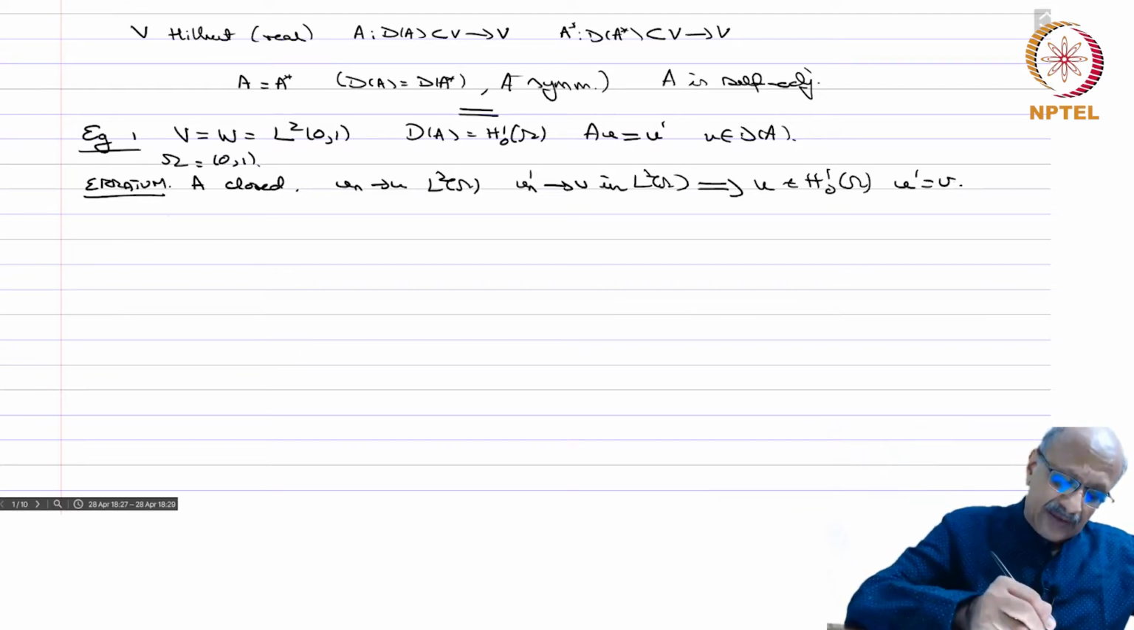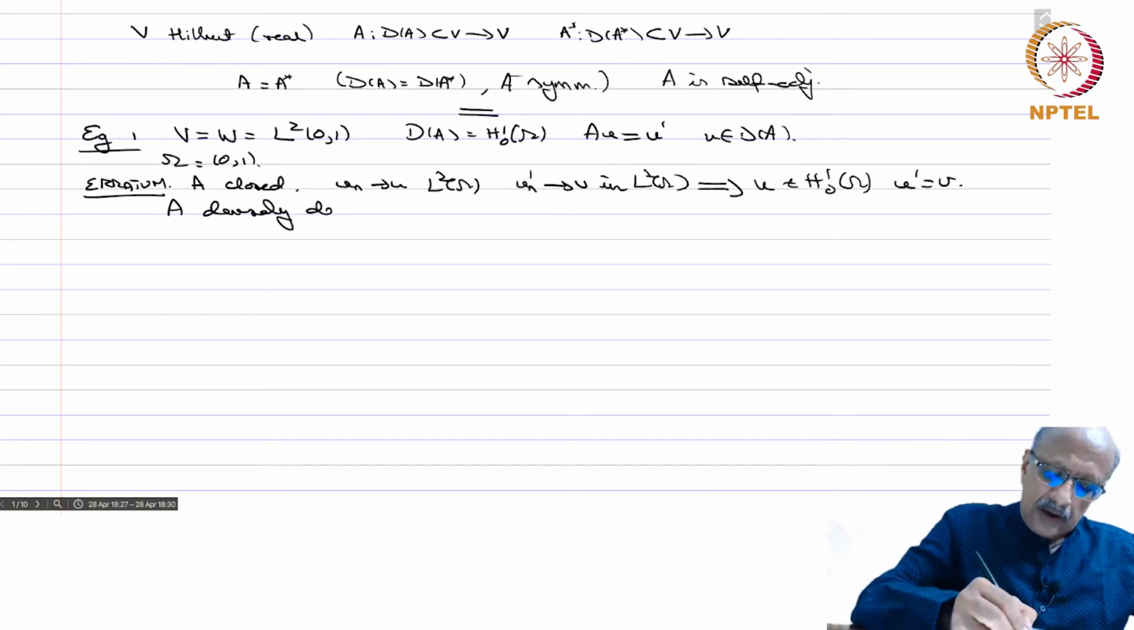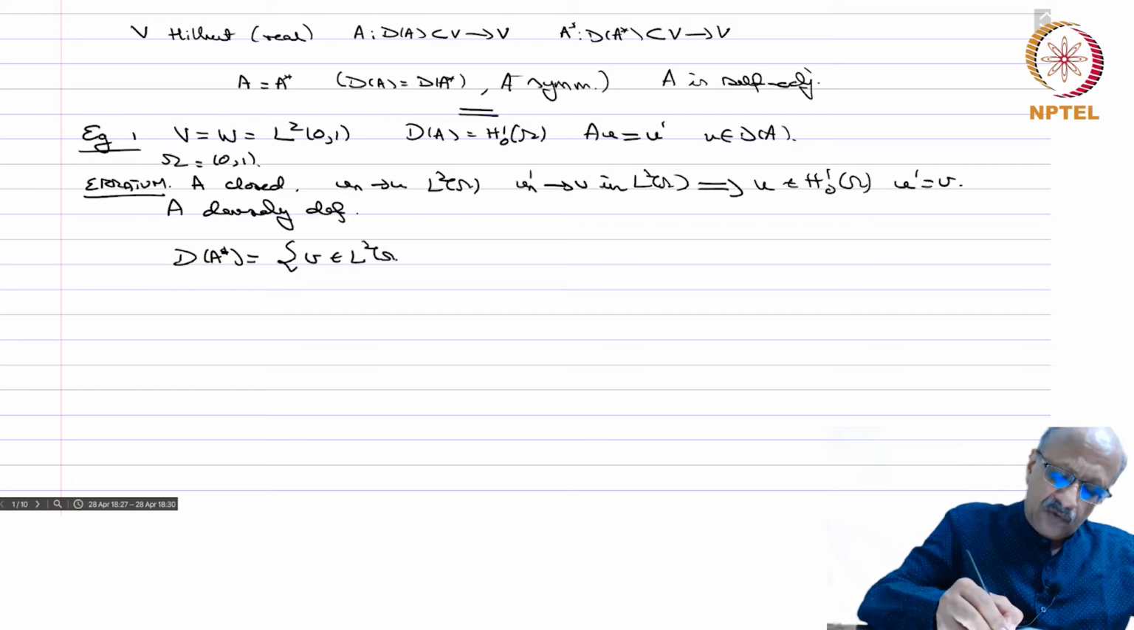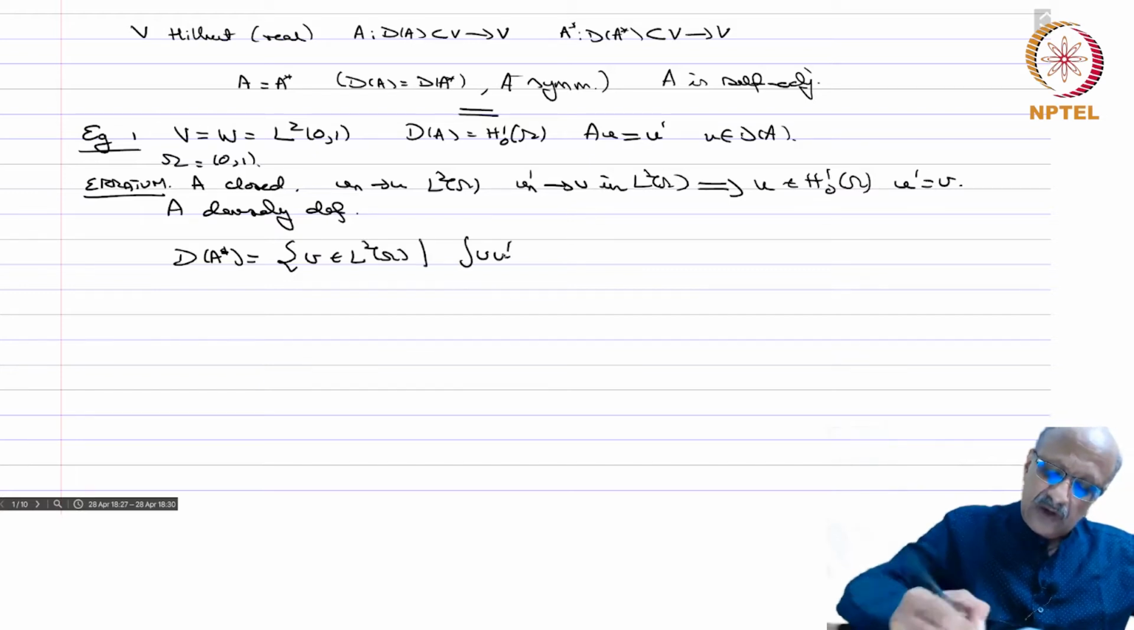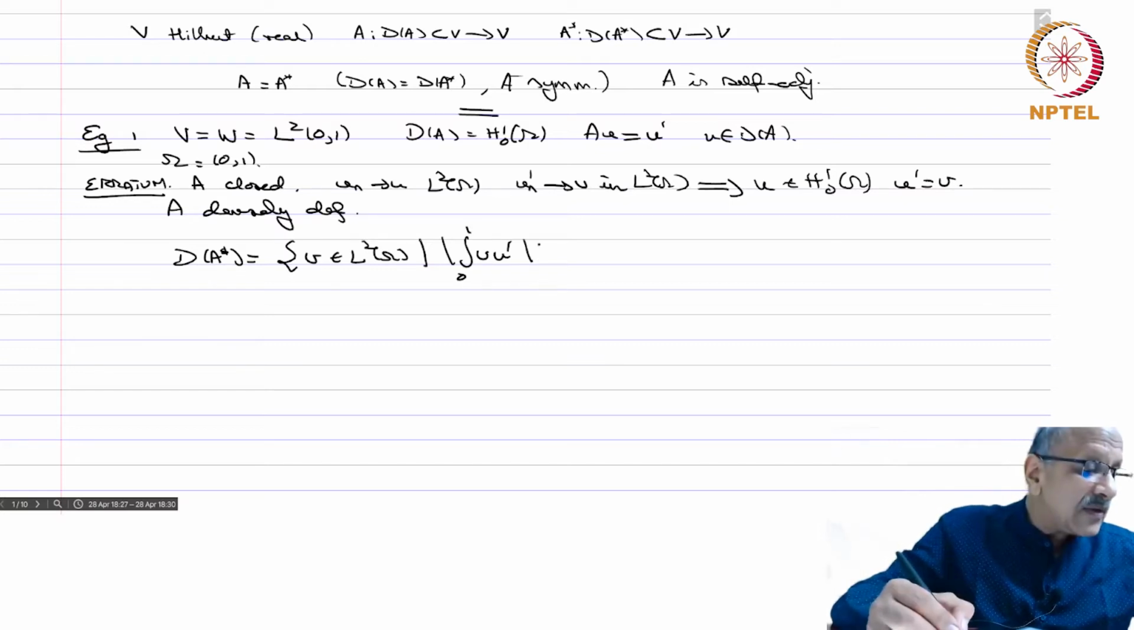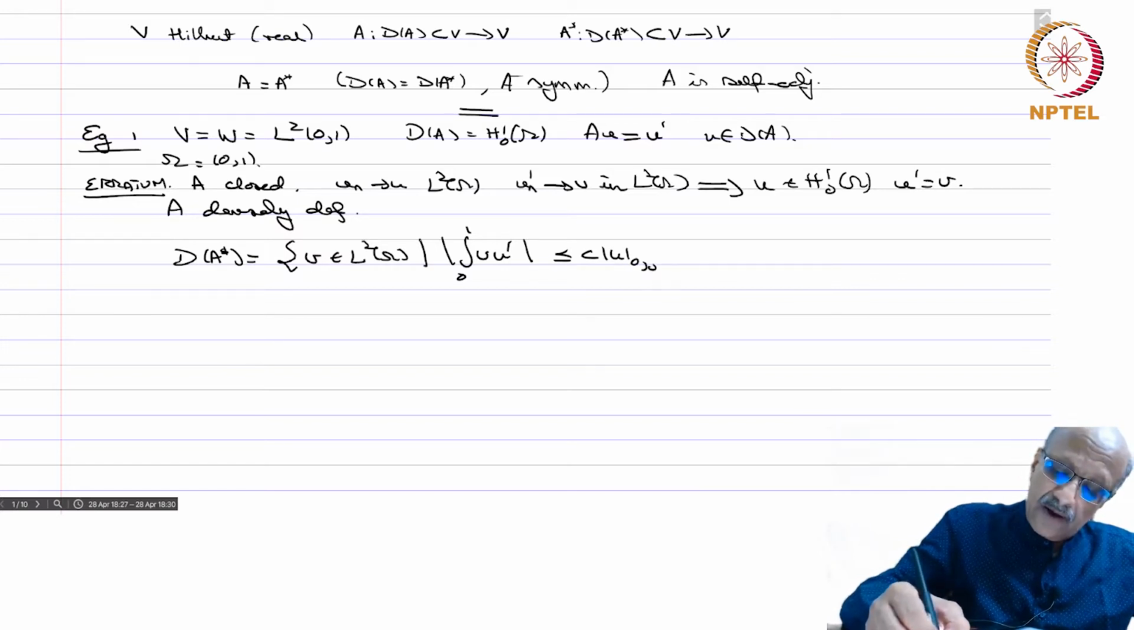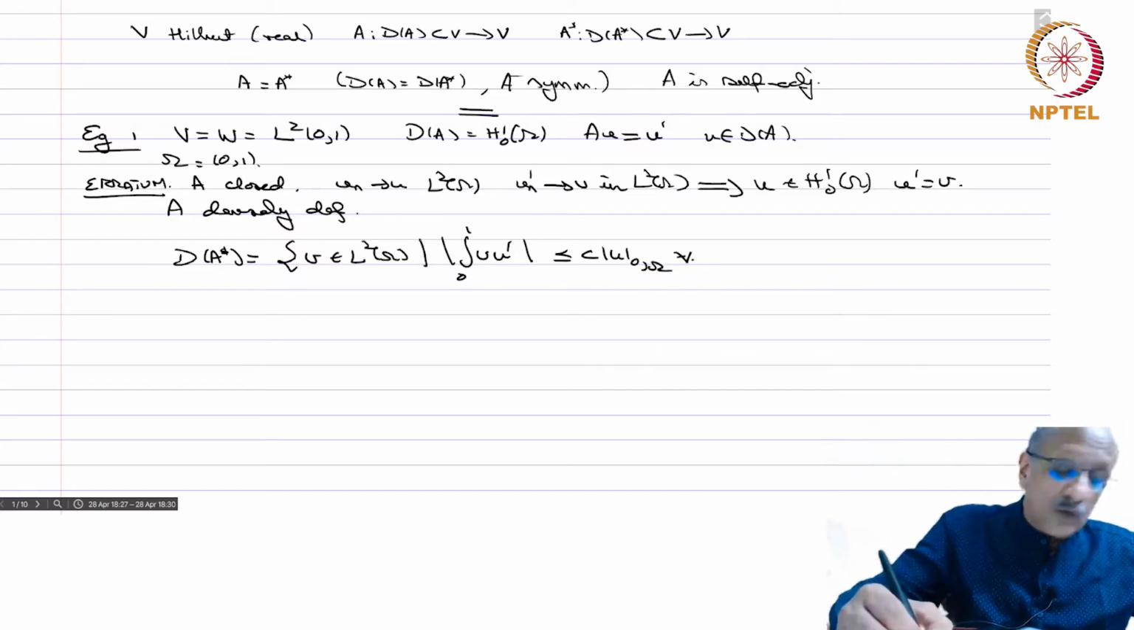So A is densely defined, and therefore the adjoint can be defined. So what is D(A star)? D(A star) is, according to the definition, the set of all v in L2 of omega such that the integral of v u dash, that is (v, Au), from 0 to 1, in modulus is less than or equal to C times the norm of u in L2(omega), for every u in H1_0 of omega.